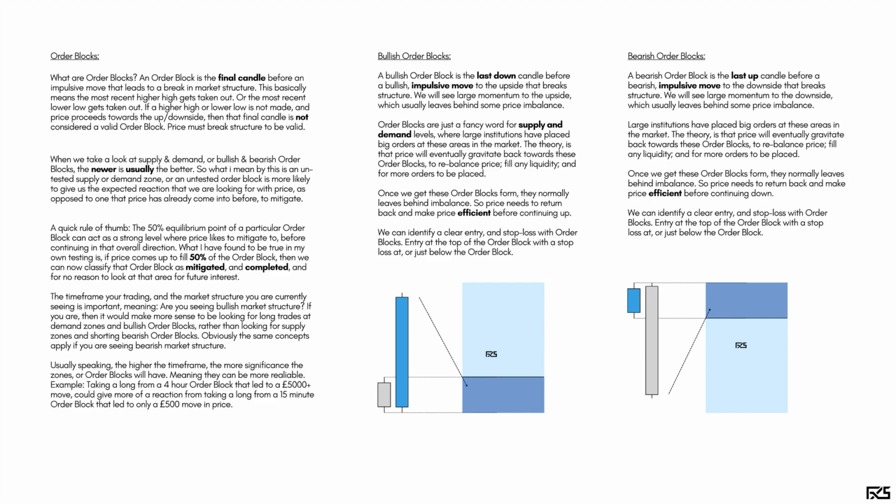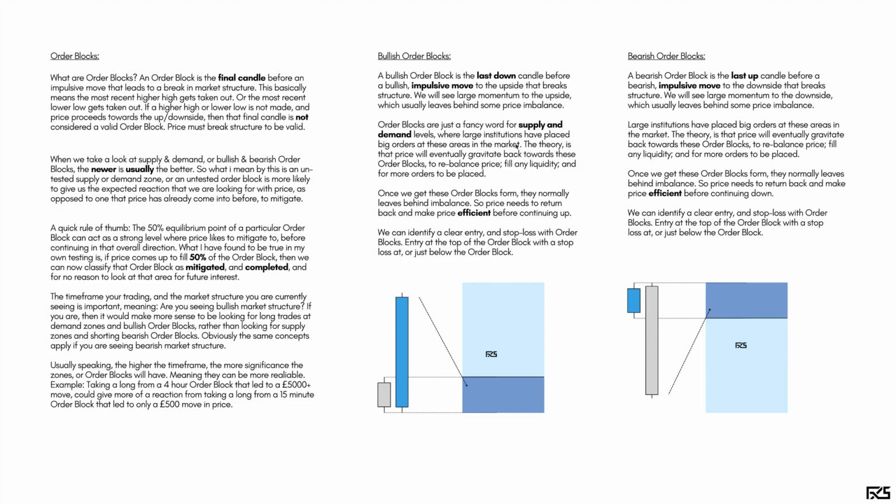We can identify a clear entry and stop loss with order blocks. Entry at the top of the order block with a stop loss at or just below the order block. So if we look at this diagram here, this is a bullish order block. So this candle is the actual order block because the momentum came in on this next candle here, and this would have broken structure as well.